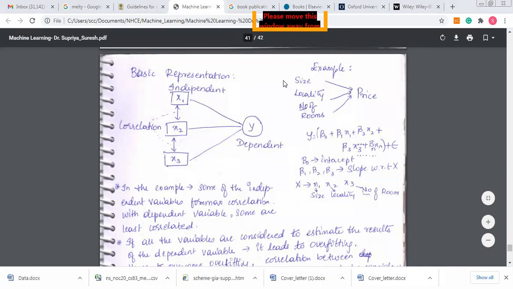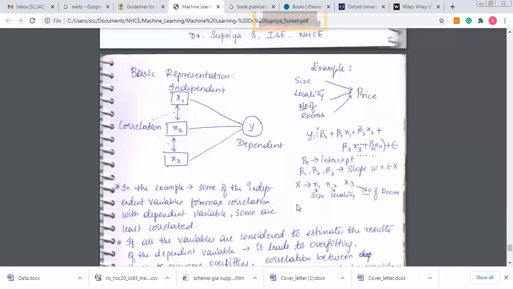In certain examples, some of the independent variables form maximum correlation with the dependent variable. Some may have a very, very low correlation, like, as I told you, the number of rooms or amenities.